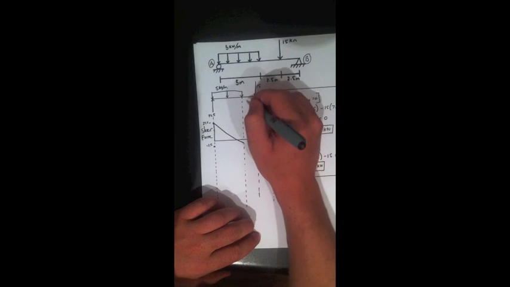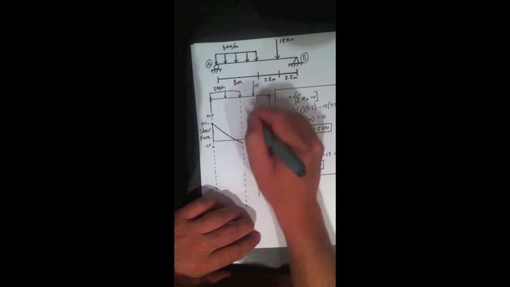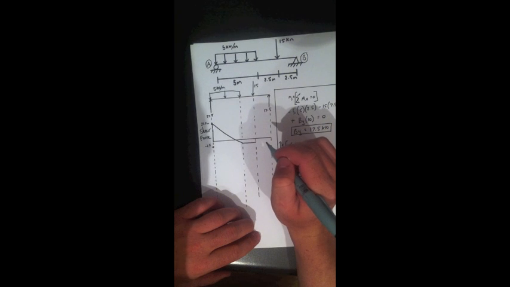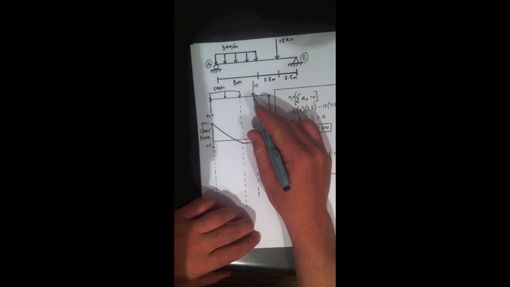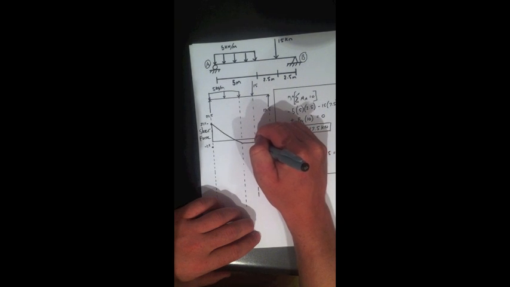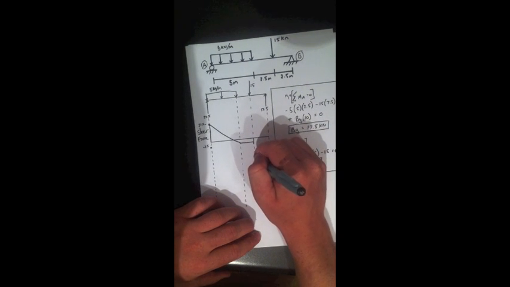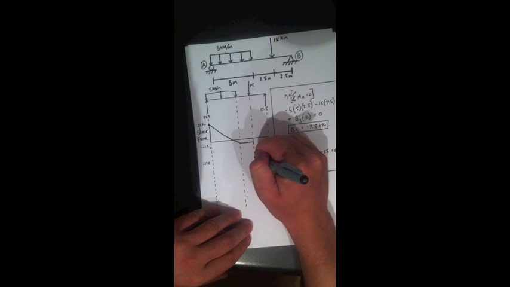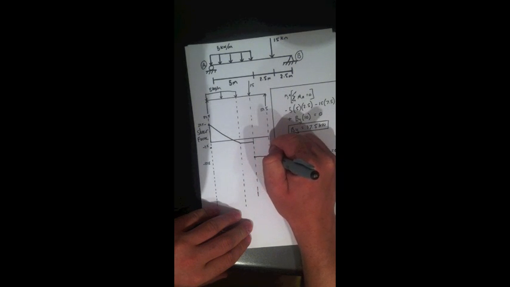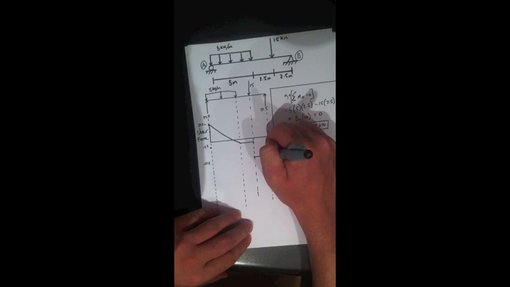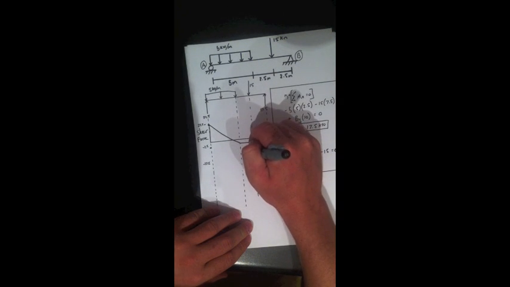Then we have no change in the shear force between here and here, so that's just straight. And then at 15 we take another step down, another 15, down to minus 17.5. Then no change until we get to the final reaction, and luckily it all matches up, and that'll bring us back to zero.